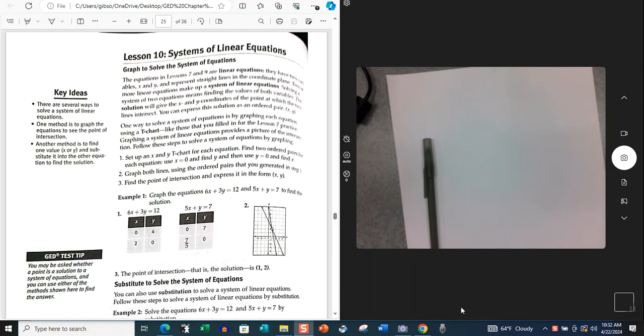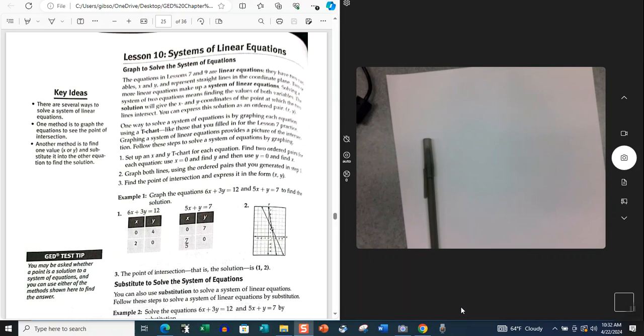The equations in lessons 7 and 9 are linear equations. They have two variables, x and y, and represent straight lines in the coordinate plane. Two or more linear equations make up a system of linear equations. Solving a system of two equations means finding the values of both variables. The solution will give you the x and y coordinates of the point at which the two lines intersect. You can express this solution as an ordered pair (x, y).